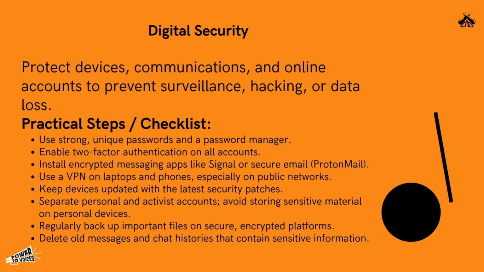Install encrypted messaging apps like Signal or secure emails like ProtonMail. Use a VPN on your laptop and phones, especially when using public Wi-Fi or public networks. Keep devices updated with the latest security patches. Separate personal and activist accounts. Avoid storing sensitive material on personal devices. Regularly back up important files on secure, encrypted platforms. And finally, delete old messages and chat histories that contain sensitive information.